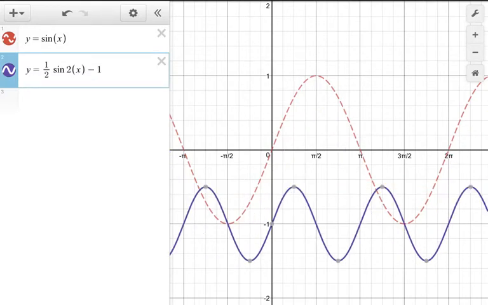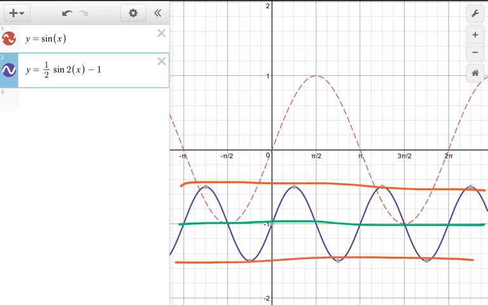And then I can combine. So here I've got a midline of negative 1, an amplitude of 1/2. So my maximum and my minimum y values are 1/2 of a unit away from the midline. And I've got a frequency of 2. So I go through one full curve, and there's my second full curve in 2 pi radians.